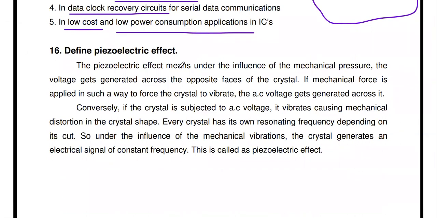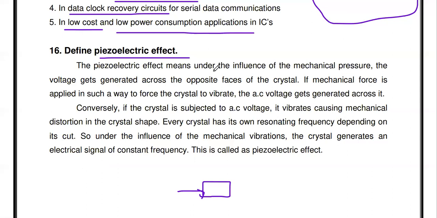Then the next question: define piezoelectric effect. So you know, the piezoelectric effect is a main thing. This is the effect happening in a crystal. There are different crystals: quartz, tourmaline and Rochelle salt. In a crystal there is a property that if you apply some mechanical force to the crystal, some electrical voltage is generated across the crystal. Or, if we apply some electrical voltage to the crystal, the crystal vibrates. So that effect is called the piezoelectric effect.